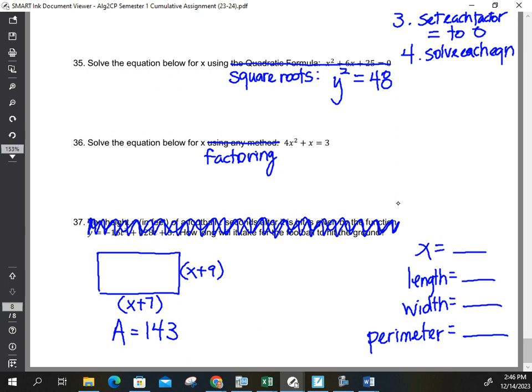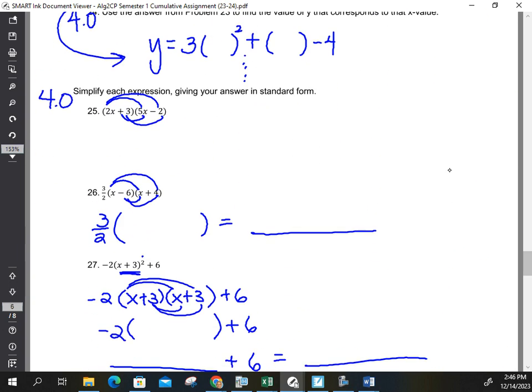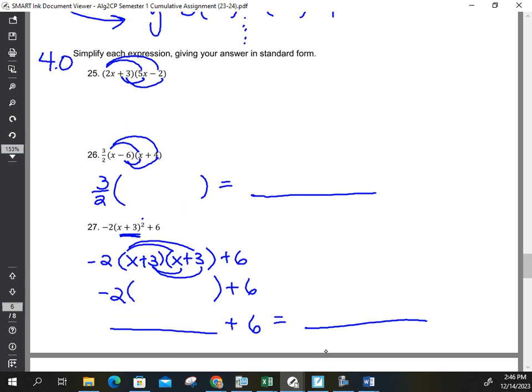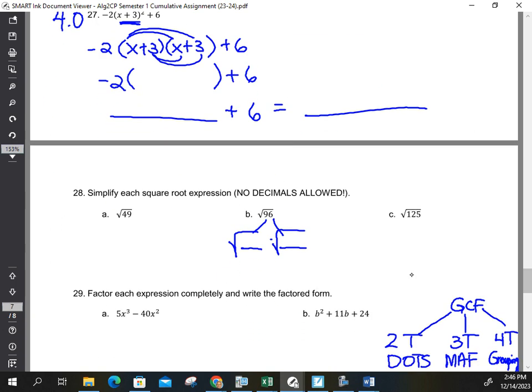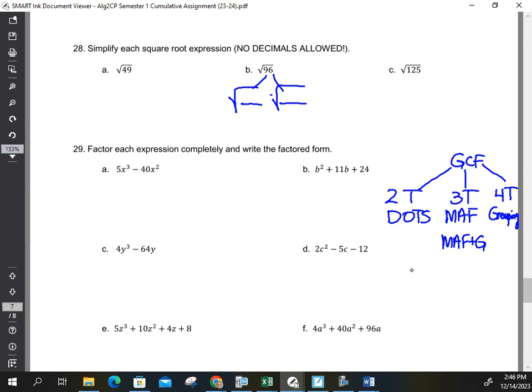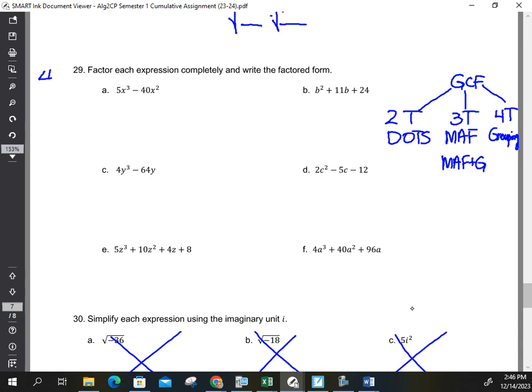Yes, this will get posted to Google Classroom along with this video. So the sections that you need for this, let me go back. All the way back to 25, 26, and 27 are all section 4.0. 28 was section 4.5. That was the section that we did right before Thanksgiving break. Factoring was sections 4.3/4.4. We had IXLs all over that.